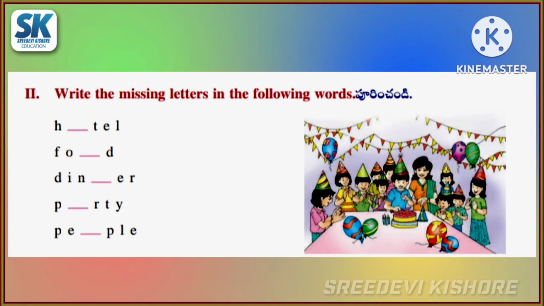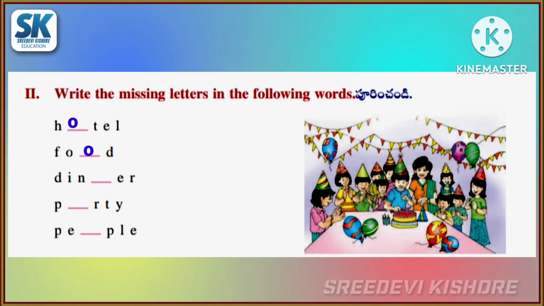Write the missing letters in the following words. HOTEL, hotel. FOOD, food. DINNER, dinner. PARTY, party. PEOPLE, people.